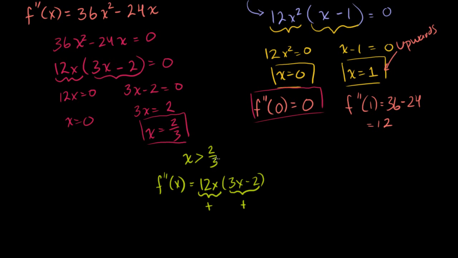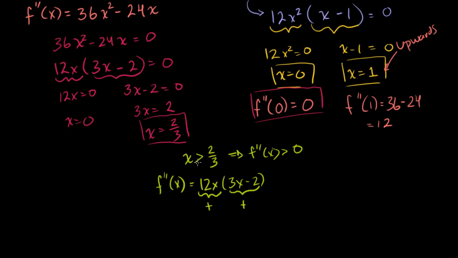So that means that when x is greater than 2/3, the second derivative is positive. It is greater than 0. So in our domain, as long as x is larger than 2/3, we are concave upwards. And we saw that here. At x is equal to 1, we were concave upwards.